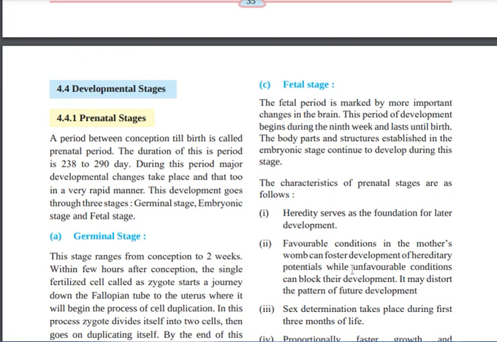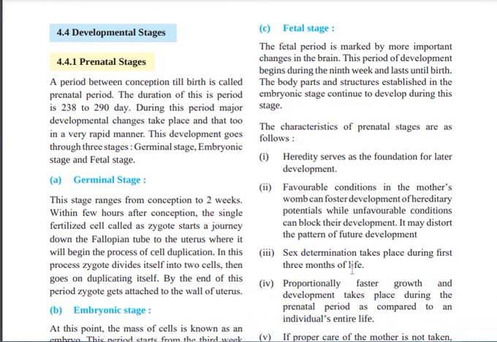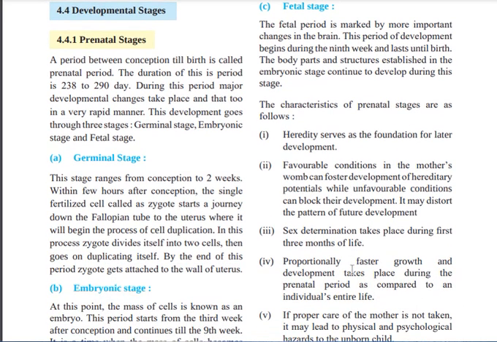Okay, so this stage is all about the baby, where lots of changes are happening and continuing, but it becomes clearer. Okay, the characteristics of this prenatal stage. What the characteristics are, as follows.